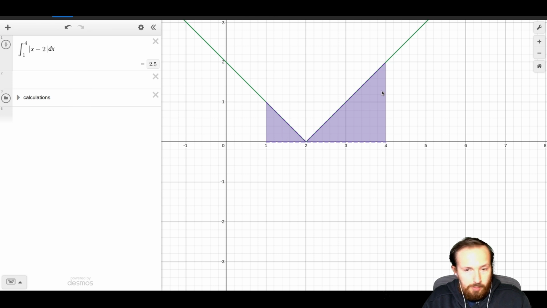And then over here, we basically have a 2 by 2 triangle. What's the area of a 2 by 2 triangle? 1/2 times 2 times 2, or in other words, 2. So that's how we get 2.5 as the answer.